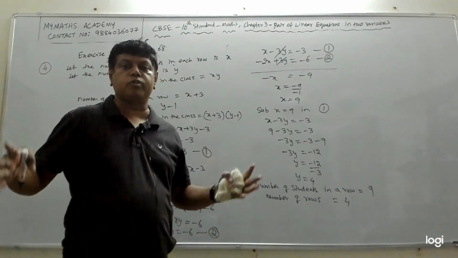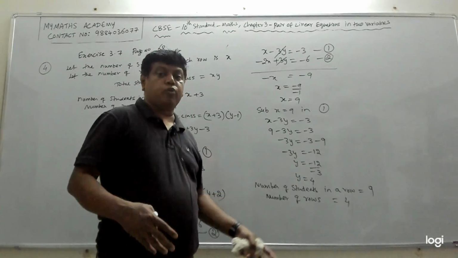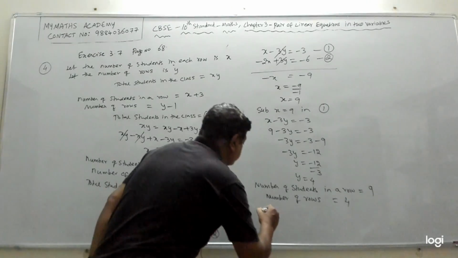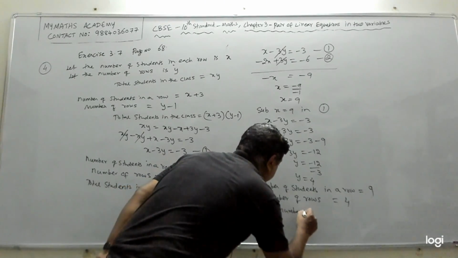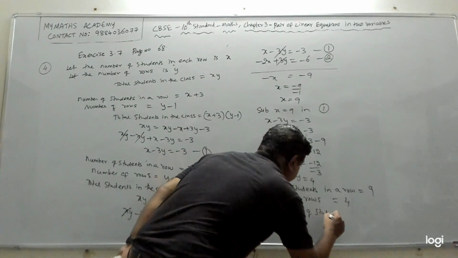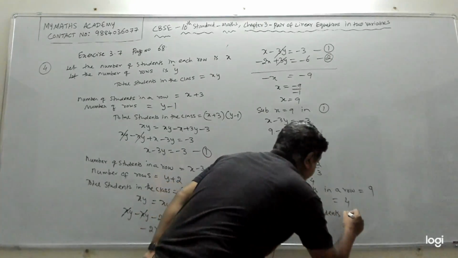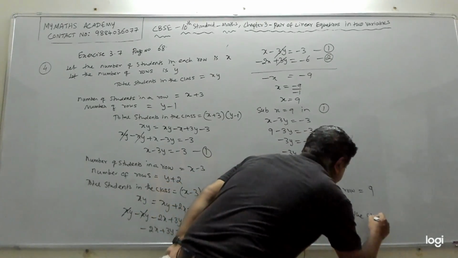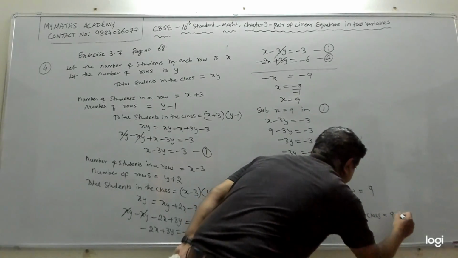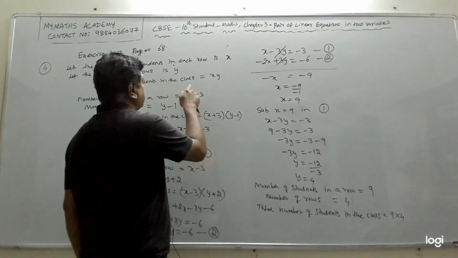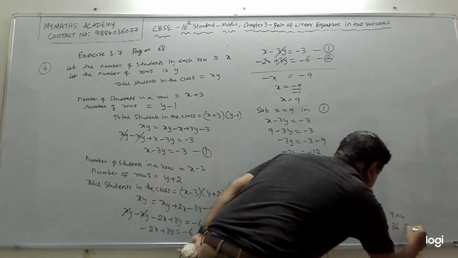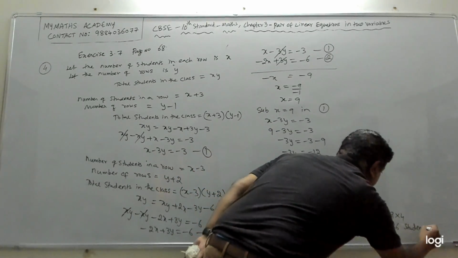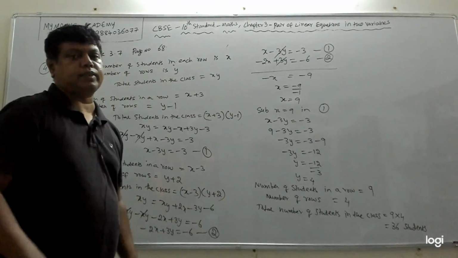Then what is the total number of students in the class? 9 into 4, 36 students are there. So the total number of students in the class is equal to 9 into 4, which is x into y. That is equal to 36 students. So that is the answer. There are 36 students in the class.